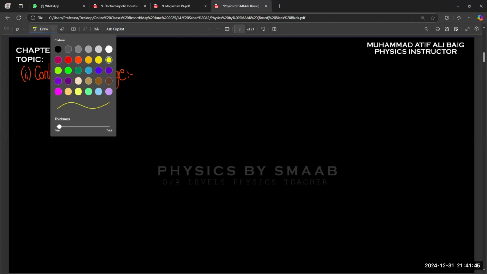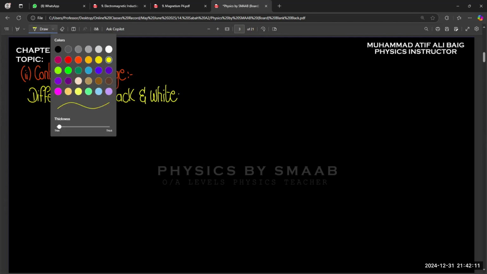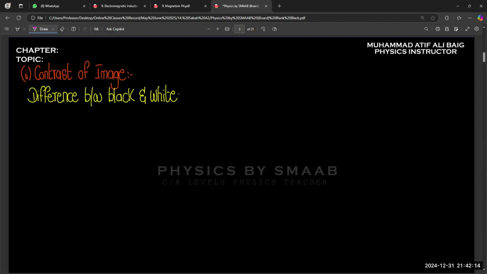So for contrast of image, as we already discussed, this is the difference between black and white color. And to increase the contrast, or to get better contrast, what we need to do first of all is increase the exposure to the X-ray.